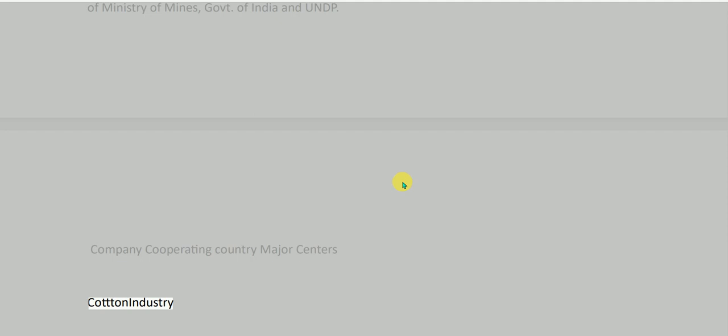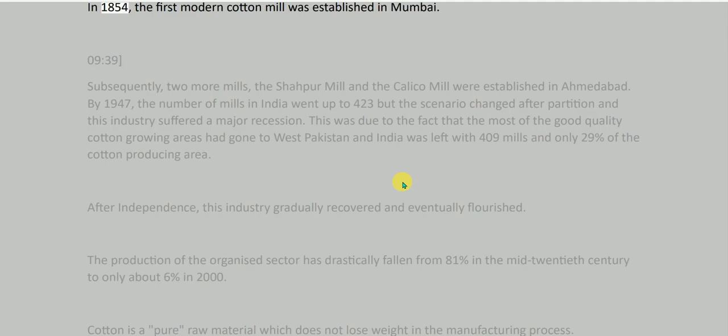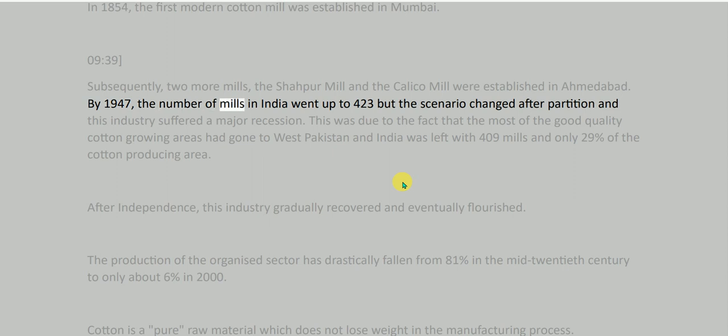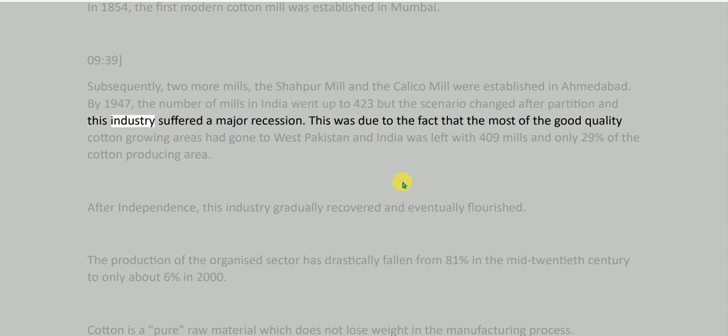Cotton industry. In 1854, the first modern cotton mill was established in Mumbai. Subsequently, 2 more mills, the Shahpur mill and the Calico mill, were established in Ahmedabad. By 1947, the number of mills in India went up to 423, but the scenario changed after partition and this industry suffered a major recession.